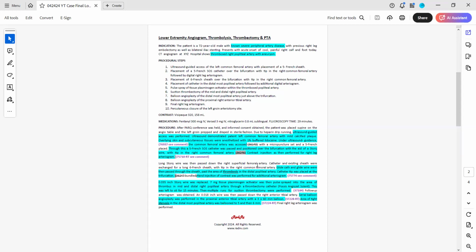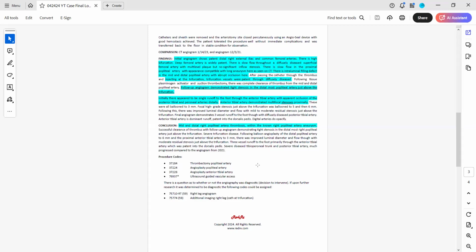What you don't see right now here in this paragraph is a statement about stenosis being treated in the anterior tibial artery for 37228, but you are going to see it on the next page. So after the thrombectomy was performed, after both angioplasties were performed, the procedure was terminated. So let's look at our findings paragraph.